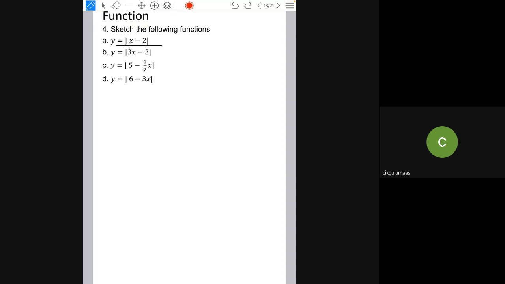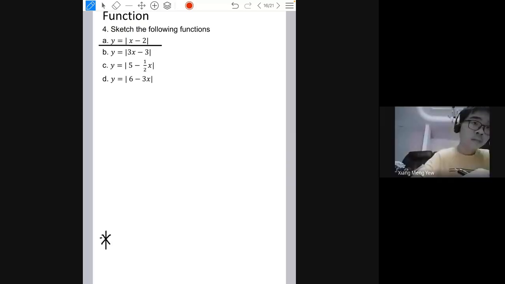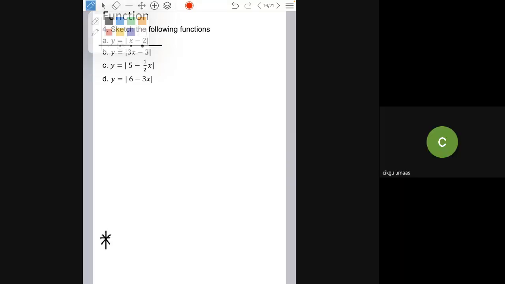Sketch this graph. How do I sketch a graph? This is called a modulus graph. In order for us to sketch a modulus graph, first of all, we need to know how a standard modulus graph looks like. A standard modulus graph looks like this.